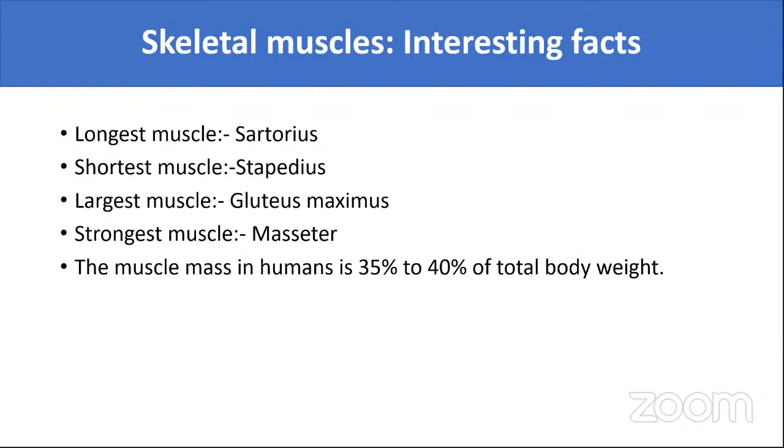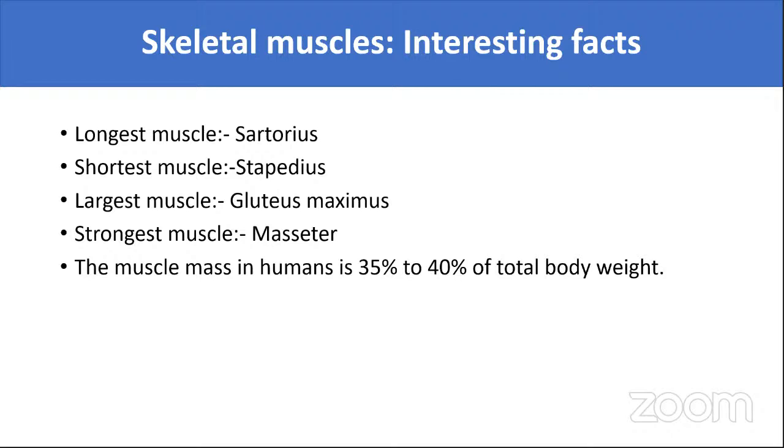Now, there are certain interesting facts which I would like to share with my students. The longest muscle in the entire body is sartorius, which is present in the thigh region. And the shortest muscle is stapedius. It is present in the internal ear.